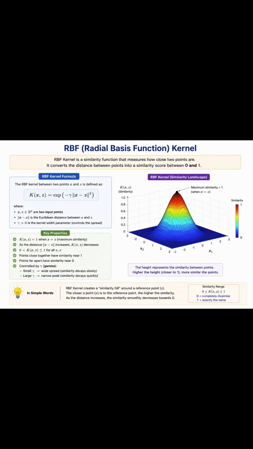RBF stands for radial basis function. Think of it like a flexible sheet of rubber. The mathematicians also proved that the RBF kernel can be used to project the data into infinite dimensions. And one more thing, it's very similar to the Gaussian distribution. So these are the main reasons RBF is the most widely used kernel method.